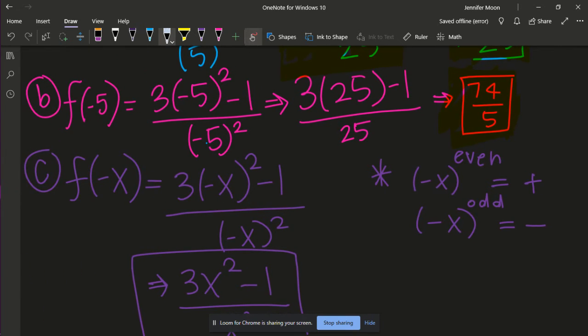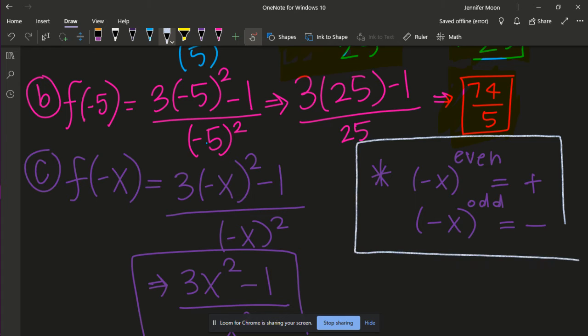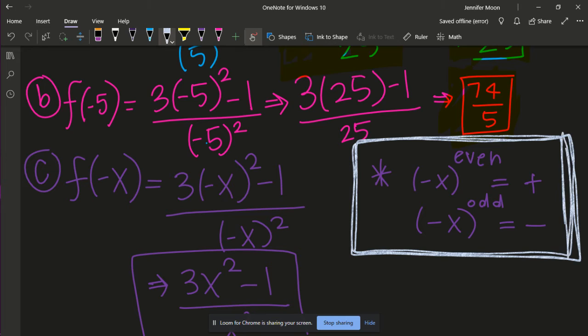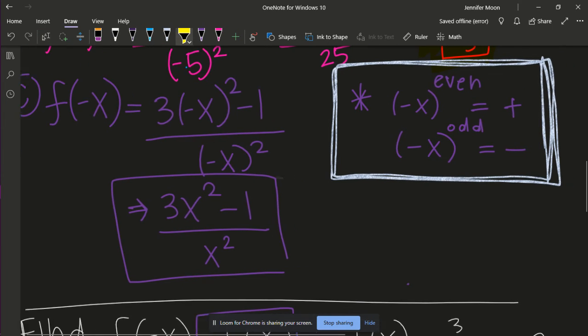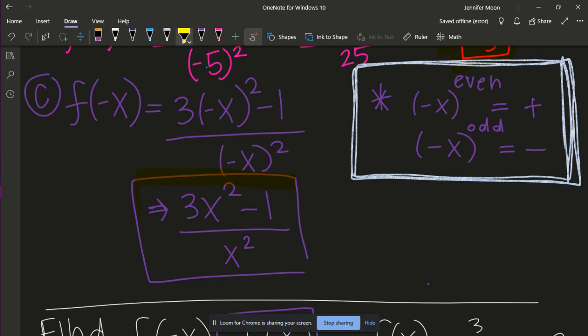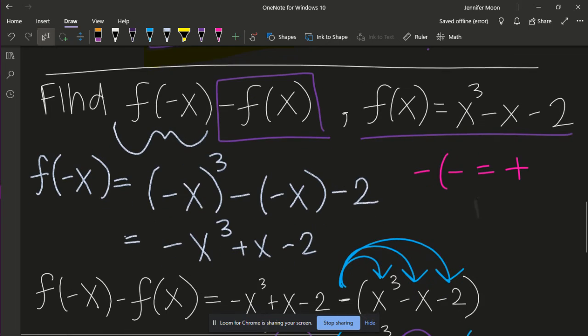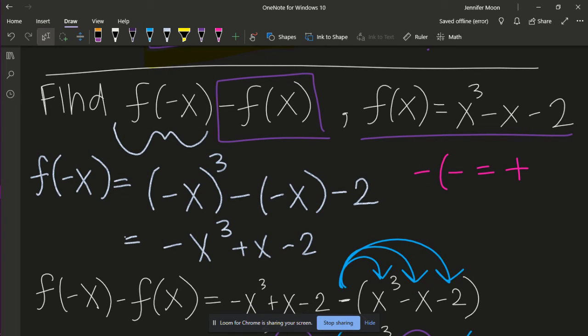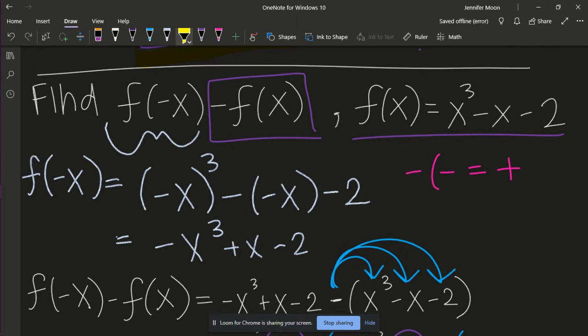There is a hint that lets you know that if you have a negative x raised to an even power, you will get a positive x. And if you have a negative x raised to an odd power, you will get a negative x. So I just used that fact whenever I was solving this problem. And this is the actual problem that I solved. It told me to find f of negative x minus f of x, and it told me what the function was. My function's right here in the top right corner.